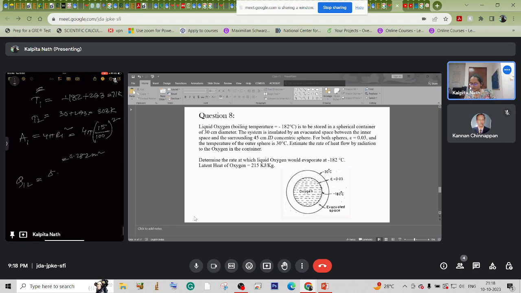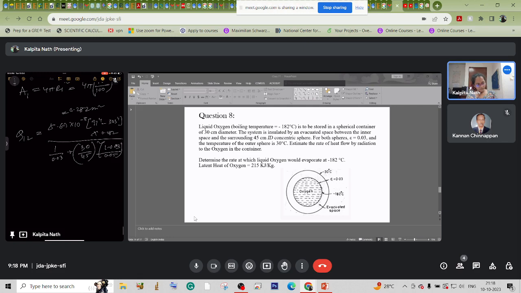Q12 is equal to 5.67 into 10 to the power minus 8, into 91 to the power 4 minus 303 to the power 4, into 0.282, upon 1 upon 0.03 plus 30 by 45 whole square into 1 minus 0.03 upon 0.05. So this will come out to be 2.802 watt. As the flow is from outside to inside, that's why this minus sign is coming.